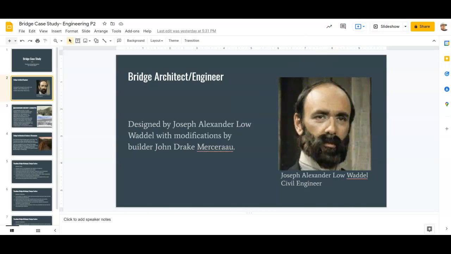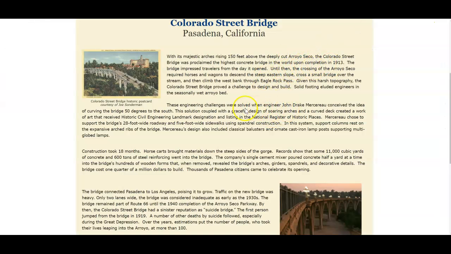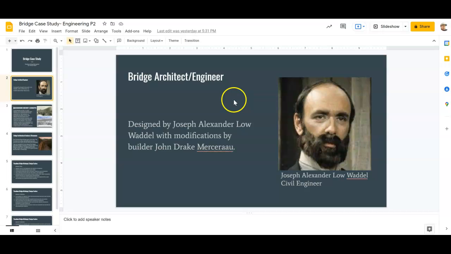Okay, so first thing is the Colorado Bridge. We are going to look at who created it. So there were two men that created the Colorado Street Bridge. And the first man we're going to talk about is Joseph Alexander Lowe Waddell. He was a civil engineer that helped create the bridge. And then there was the builder who did the modifications. That's John Drake Mercerell. I hope I pronounced that right. And so you can see how simple this slide is. Got a picture of Joseph Alexander Lowe Waddell. I clearly labeled it right here. And so he's kind of hard to find.